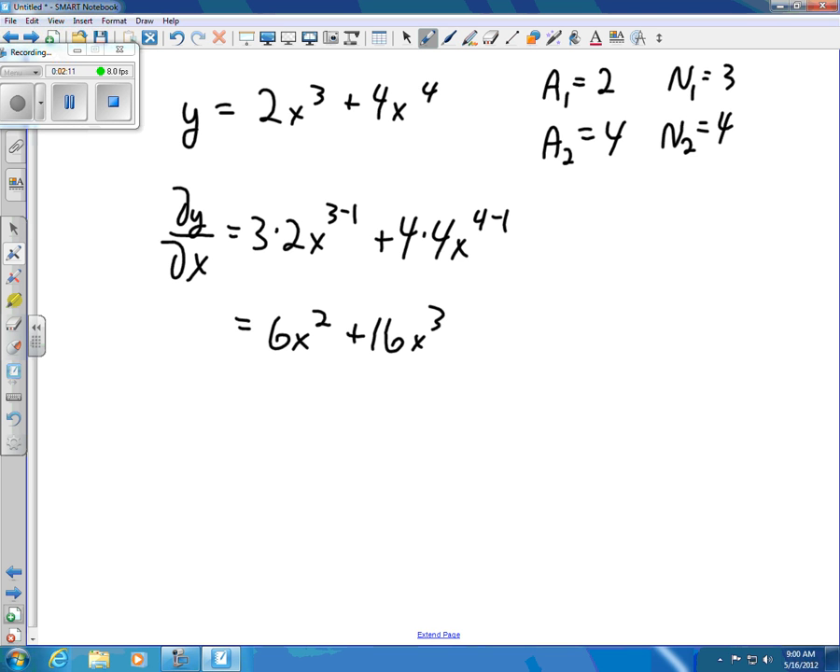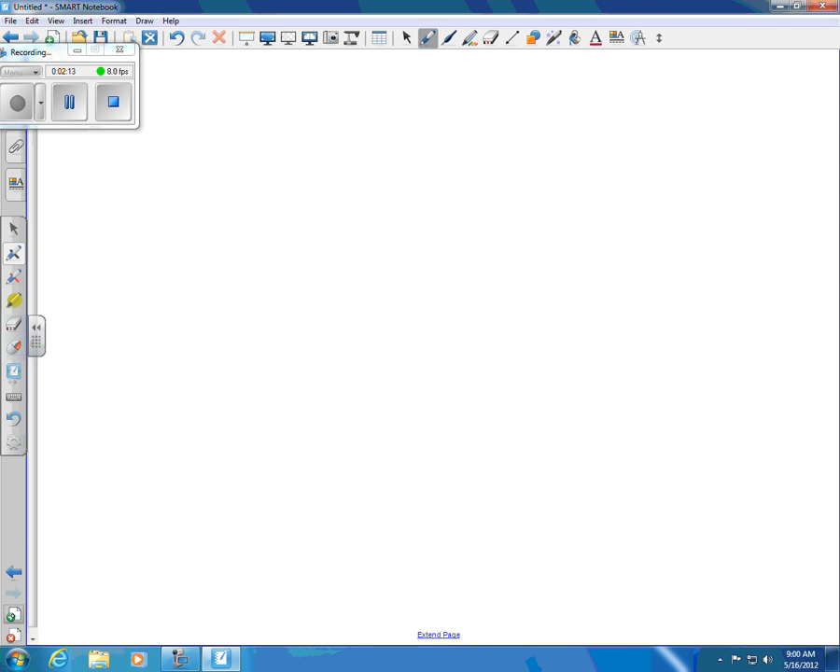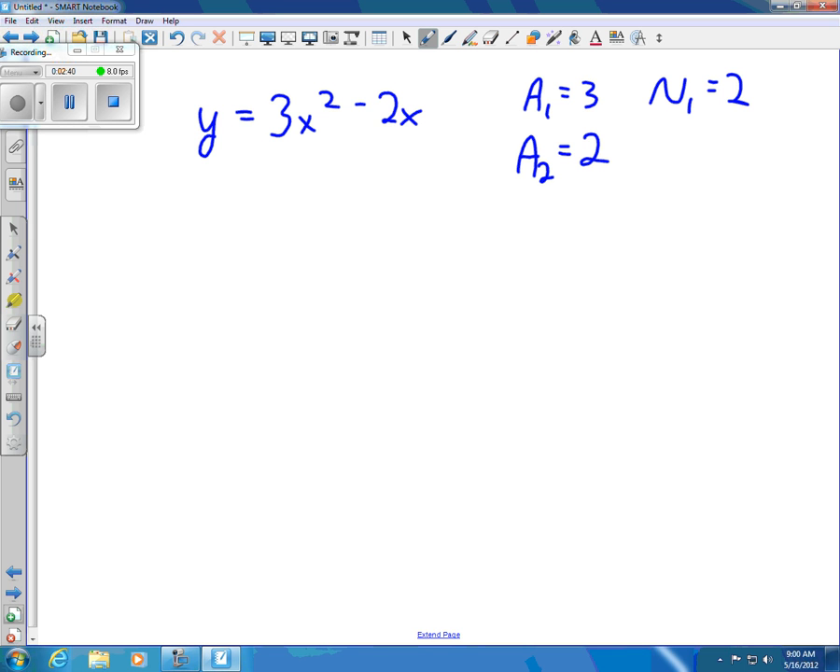Another example, and I use this because of the problems we frequently have associated with negative numbers and negative values and keeping track of the signs. Suppose y is equal to 3x squared minus 2x. Well, in this case, we have a1 equals 3, n1 equals 2. a2, the second observation of the constant, is equal to 2, and n2 is equal to, in this case, 1. Remember, if you don't see an exponent, then that exponent is necessarily 1.